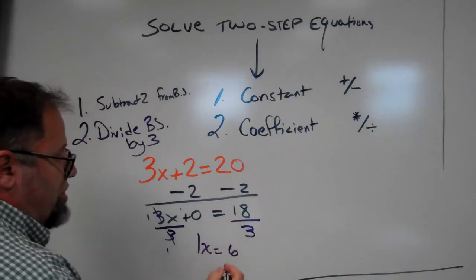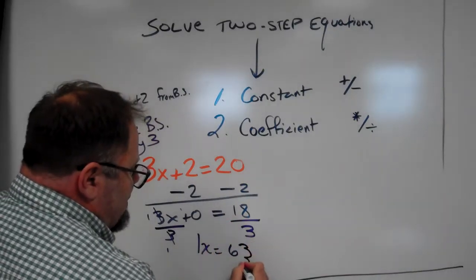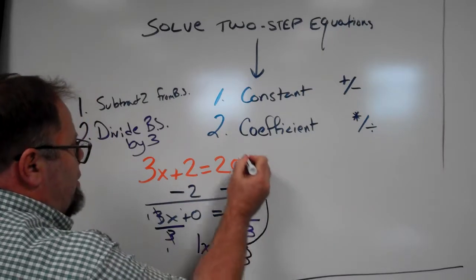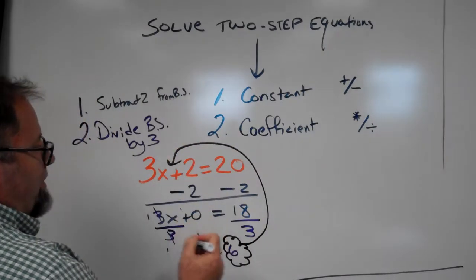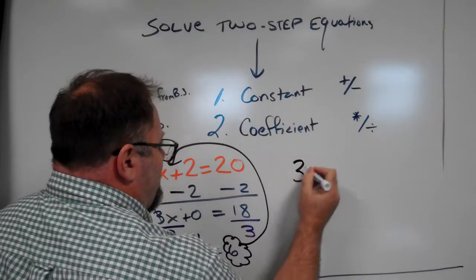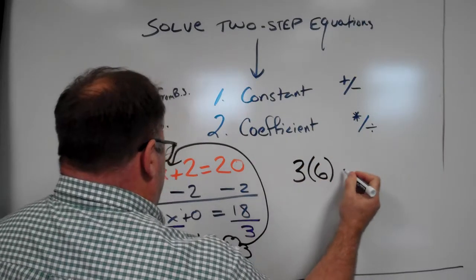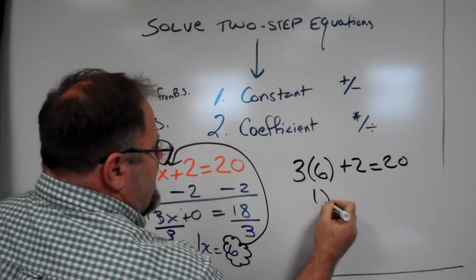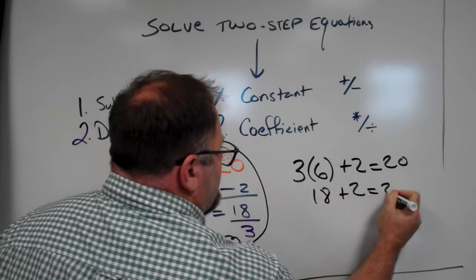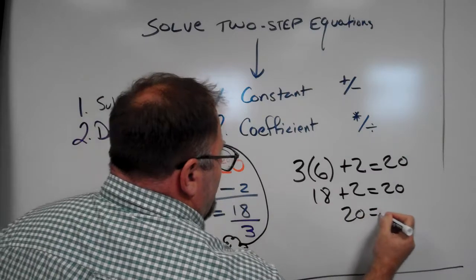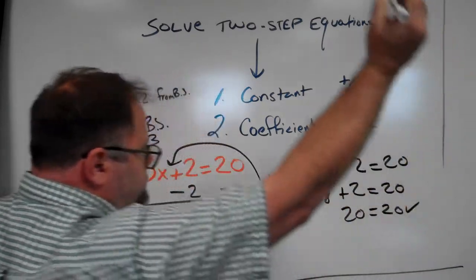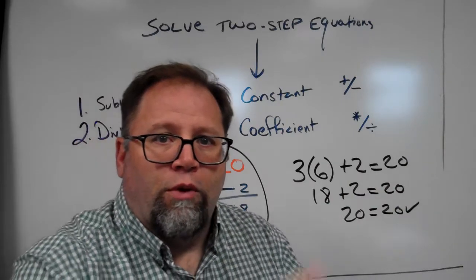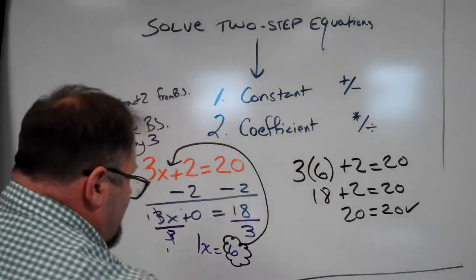Now let's do the check here. And I really like this because this is something we'll use in the future. I'm going to put the cloud around it and draw my arrow up to that x and substitute. And then right here I'm going to say 3 times 6 plus 2 equals 20. Order of ops says 18 plus 2 equals 20. 20 equals 20. Done! We're going to do 2 more, and they're going to go nice and quick.